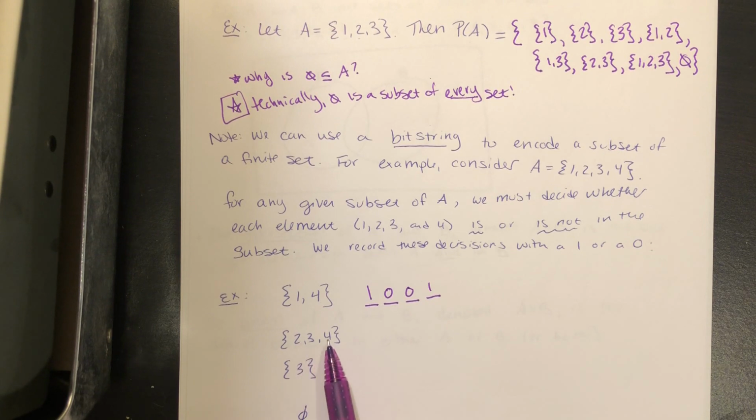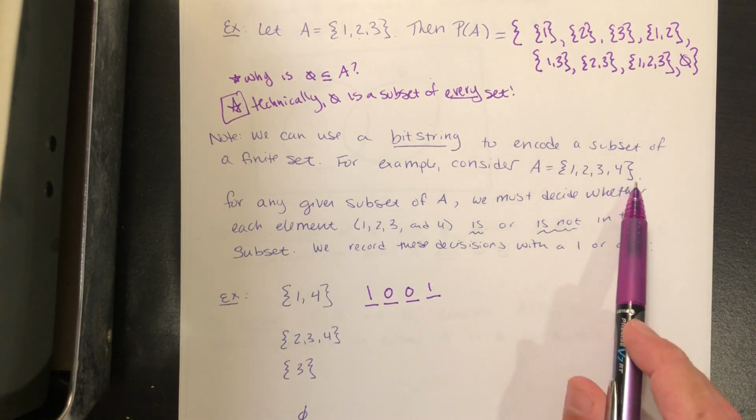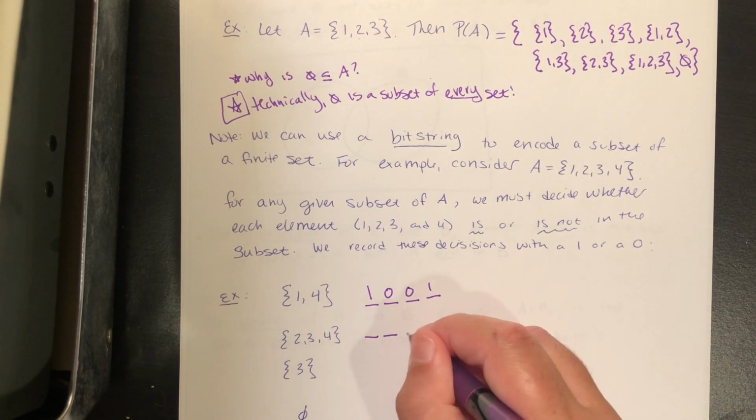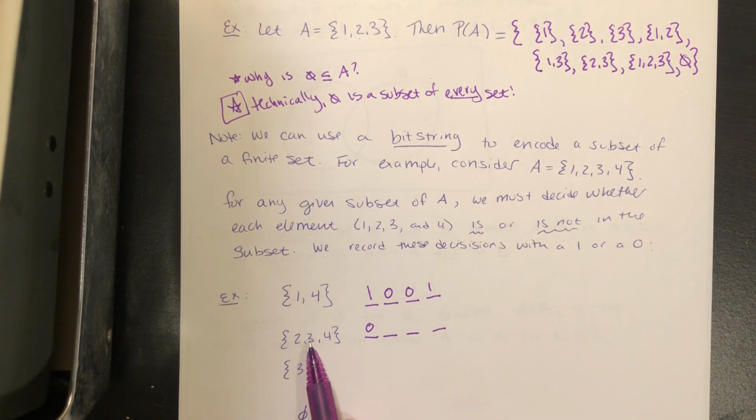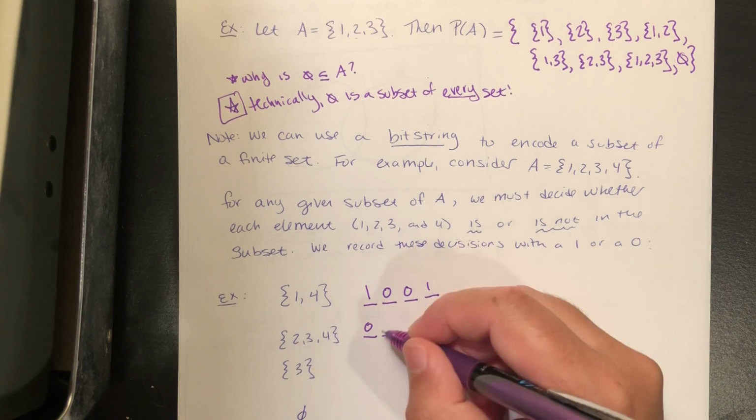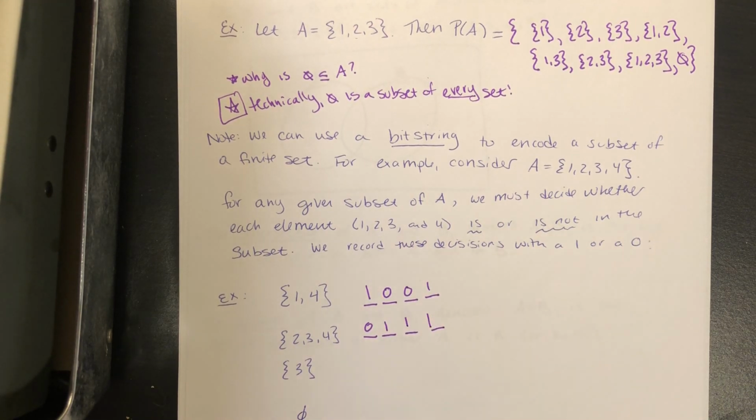Similarly, the set 2, 3, and 4 is a subset of A. Is 1 in the subset? No, so put a 0 in the first spot. But then 2, 3, and 4 are all in the subset, so we'll put 1s in the remaining 3 spots. So this is saying, I'm not going to include 1, but I will include 2, 3, and 4.